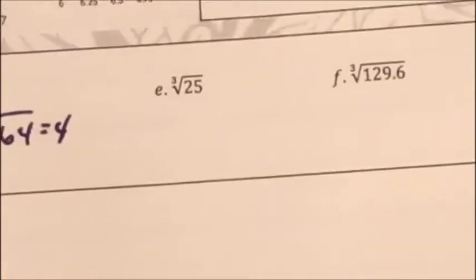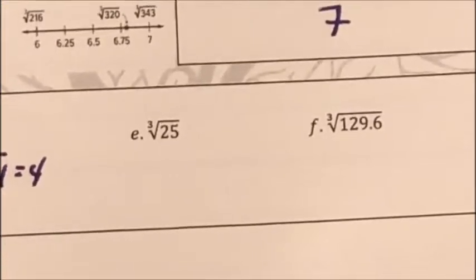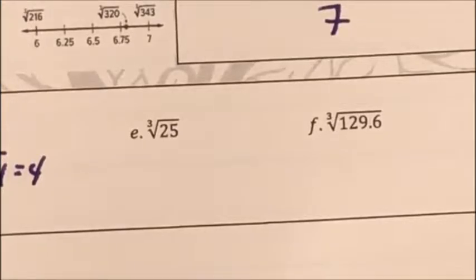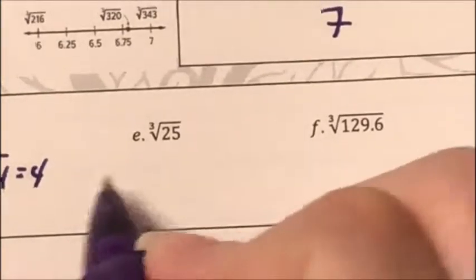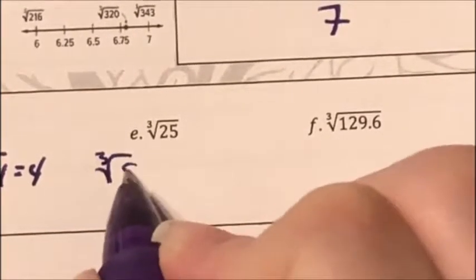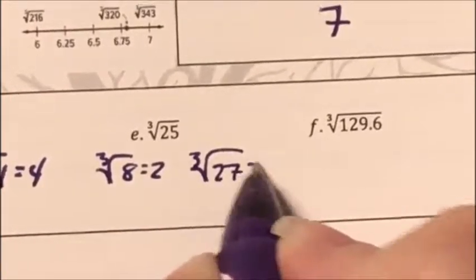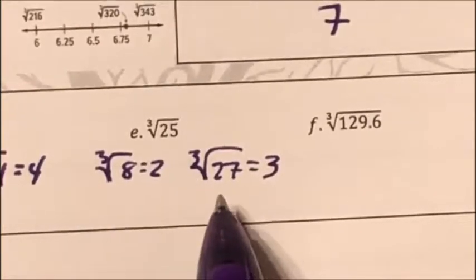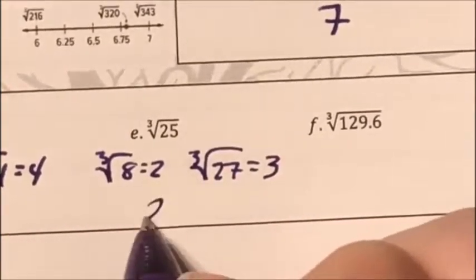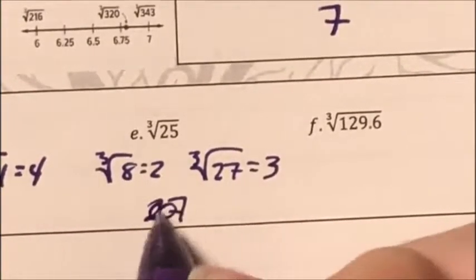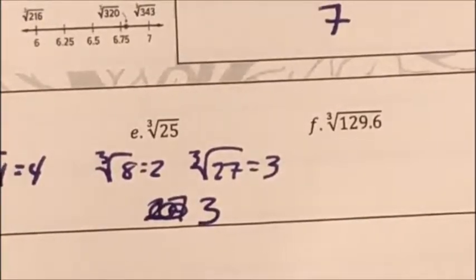Okay. Letter E is the cube root of 25. So I have the cube root of 8, which is 2, or the cube root of 27, which is 3. 25 is closer to 27. So 3 is my answer.